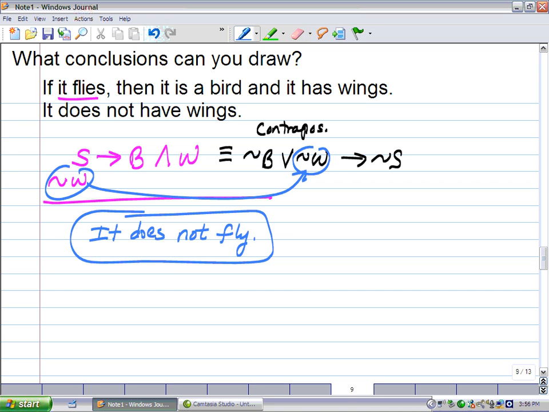Okay, that is the end of our logic, and in the next homework you'll begin looking at the number basis.